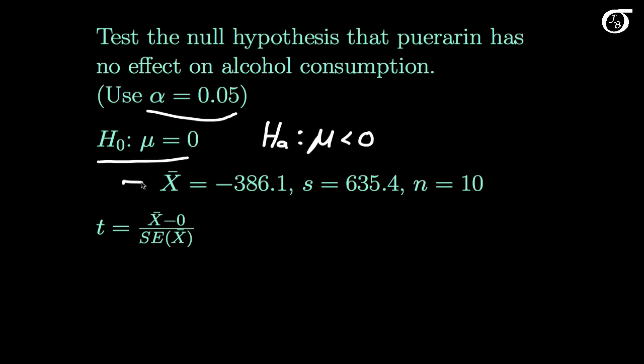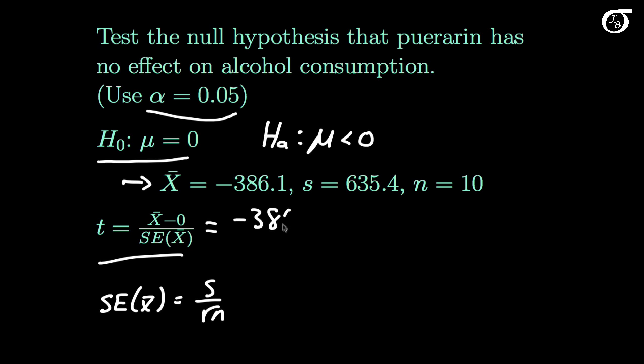Here we have the summary statistics and the appropriate t-test statistic. And recall again that our standard error of x bar is simply the standard deviation divided by the square root of n. And so our test statistic is our sample mean of minus 386.1 minus the hypothesized value of 0 divided by the standard deviation of 635.4 over the square root of 10. And this works out to minus 1.922.